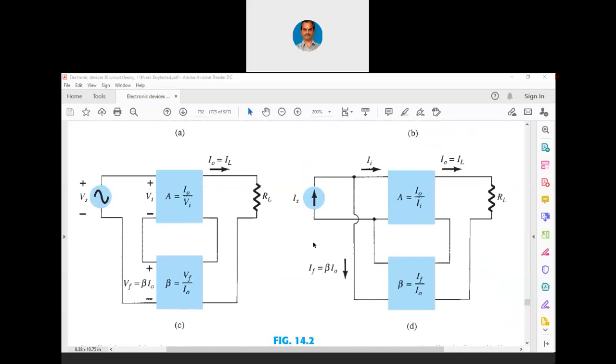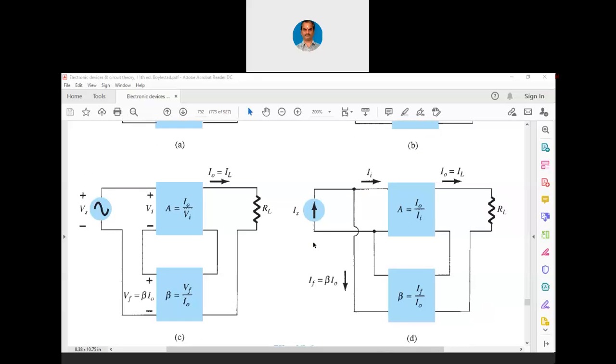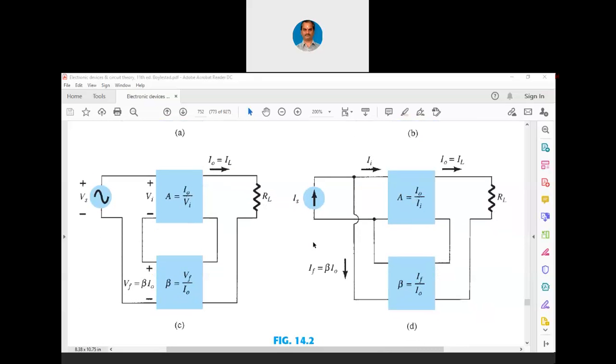Now let me proceed to the next two types. Now you can see these two types. On the left side you are seeing current series feedback and on the right side you are seeing current shunt feedback. Let me discuss the current series feedback on the left side. Instead of taking voltage as the feedback, we are taking current as the feedback. So you can see, instead of V naught being indicated, it is I naught being indicated. I naught is equal to IL.